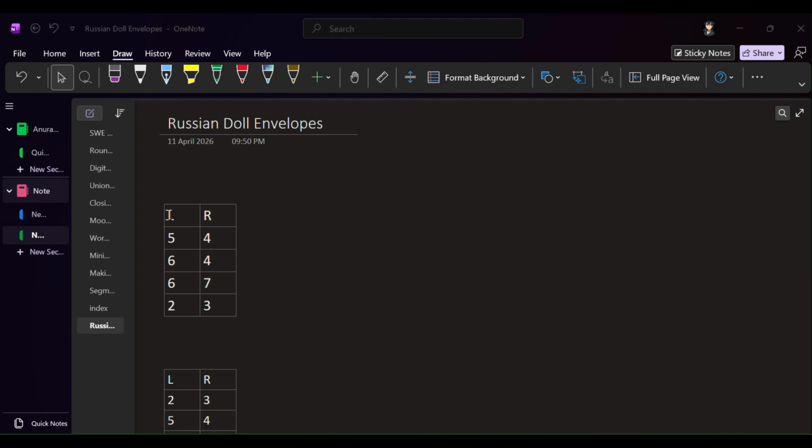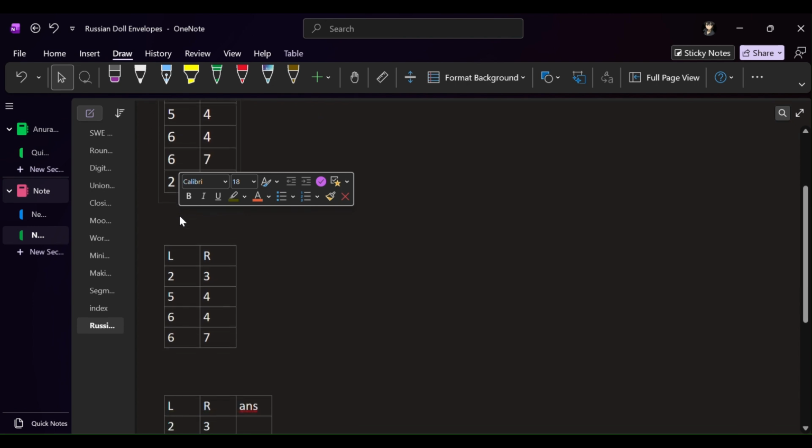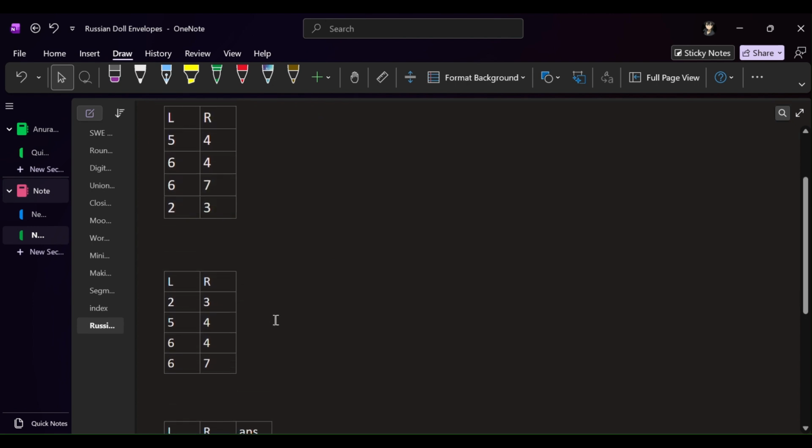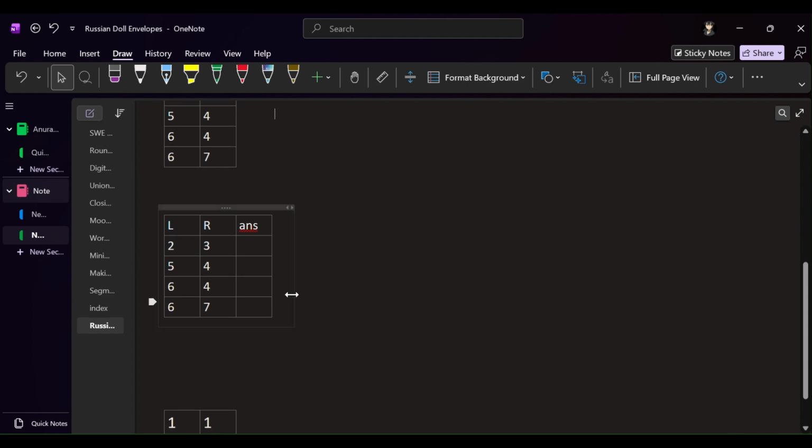So we are given ranges in the form of L, R. The ranges are 5 to 4, 6 to 4, 6 to 7, and 2 to 3. For this solution, we sort these ranges on the basis of L in increasing order. So now the intervals are going to be sorted by L, that is 2, 5, 6, 6. Now let's move toward how we are going to calculate the answer.